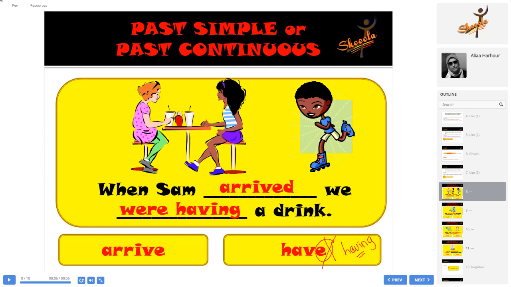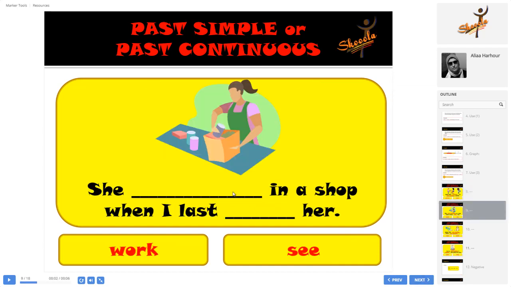Let's have a look at the following example. There's a lady in a shop. Her, in a shop, use verb work. When I last her, use the verb see. What do you think? Where is the long action and where is the short action? Working takes a long time or seeing somebody takes a long time? I think working. She was working.